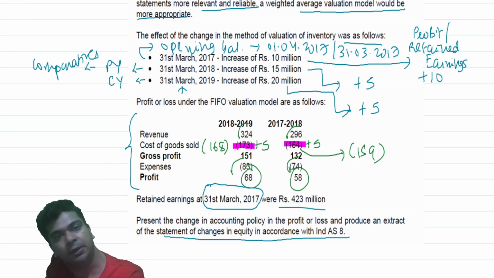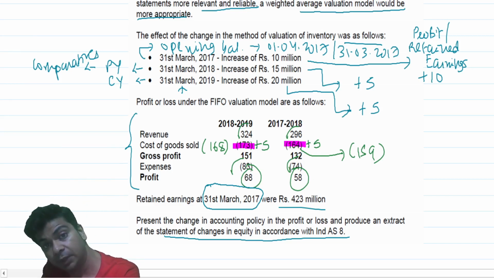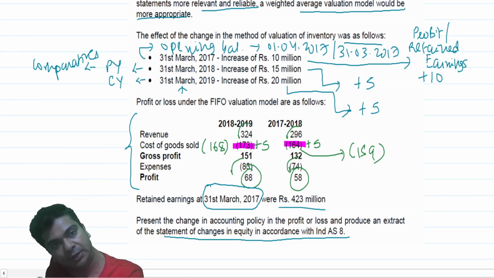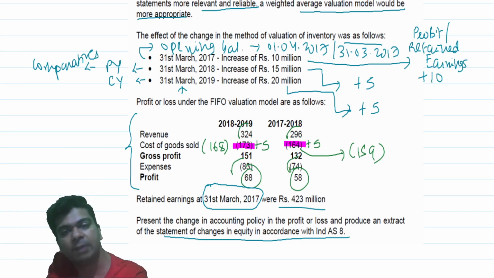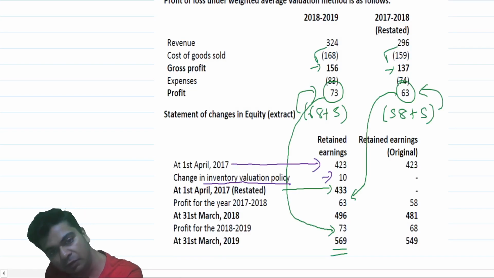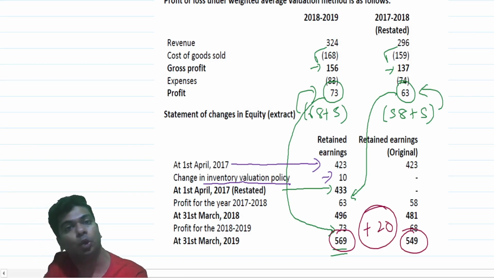Comparative profit will increase by 5 million, and current year profit will also increase by 5 million. 10 million, 5 million, 5 million. That means total the profit should increase by 20 million. If you compare these two figures now, the final one, 569 and the original figure of 549, you will realize that the profit is increasing by 20 million.